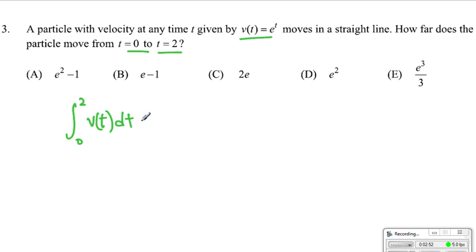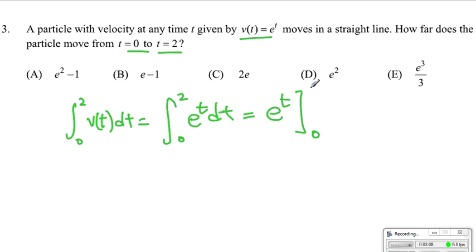which will be equal to the integral from 0 to 2 of the expression e to the t dt, which will be equal to e to the t, with the antiderivative of e to the t being e to the t itself, from 0 to 2. Now this becomes e to the 2 minus e to the 0. But e to the 0 we realize is 1, so e squared minus 1. So therefore our final answer will be choice A.